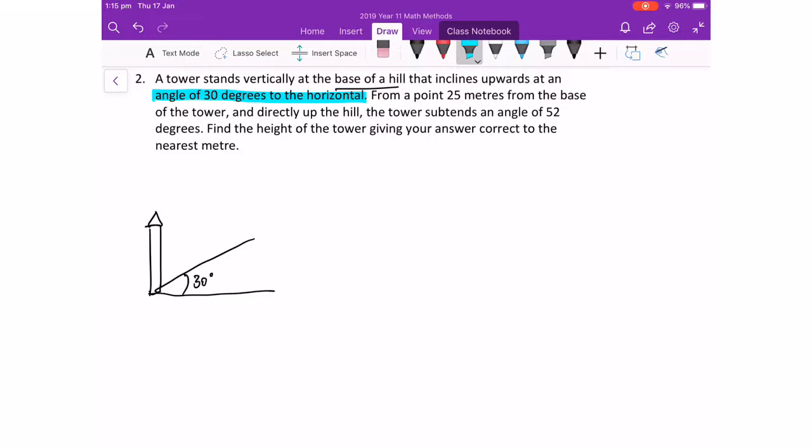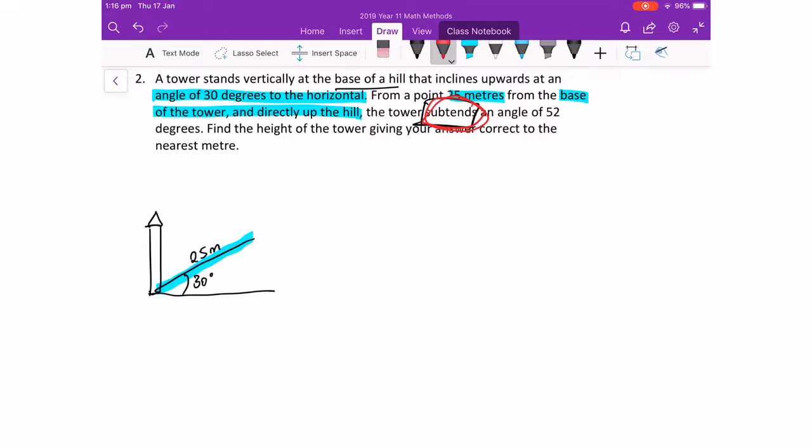All right. So from a point 25 meters from the base of the tower and directly up the hill. That means if you walked up the hill, this section here, if you walked up it for 25 meters, then the tower subtends an angle of 52 degrees. So then you're kind of like, what does that mean? What is that? So subtends I like to describe as kind of like a side that closes up a shape.